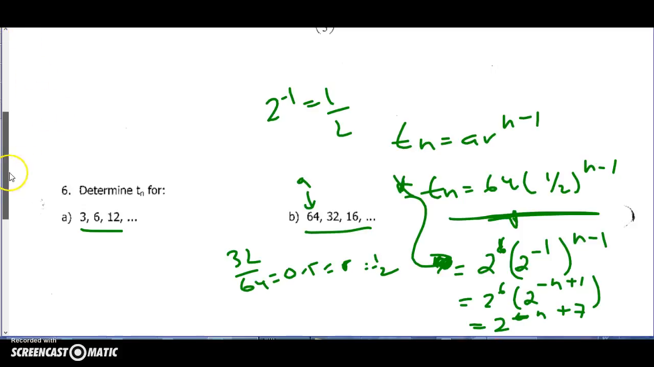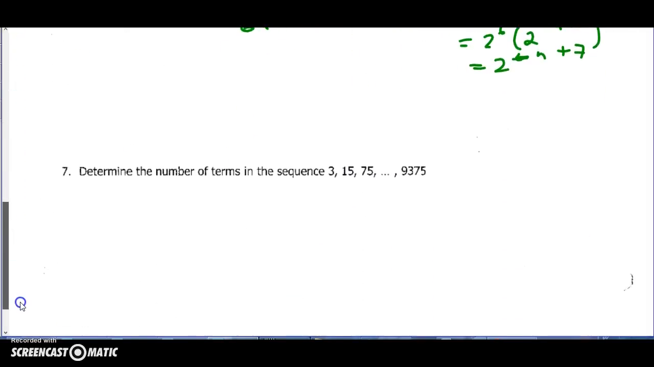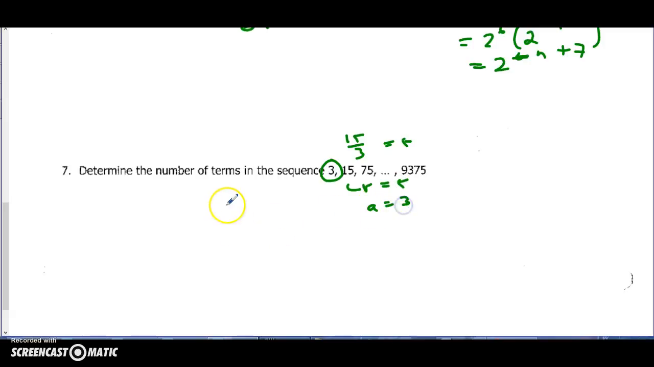Determine the number of terms in this sequence here. And now there's a typo. I don't know if this one fixed it. Yeah, okay, we're good. So A is this. R is 15 divided by 3, which is 5. 75 divided by 15, which is 5. So R is equal to 5. A is equal to 3. And I want to know how many terms are in the sequence. If I want to know how many terms are in the sequence, it's the same thing as asking what term is this? So my last term is equal to that, 9375.